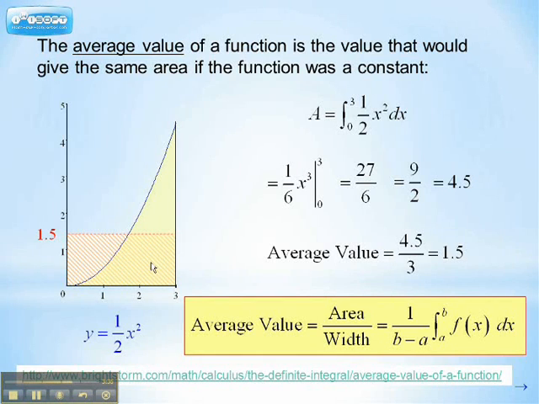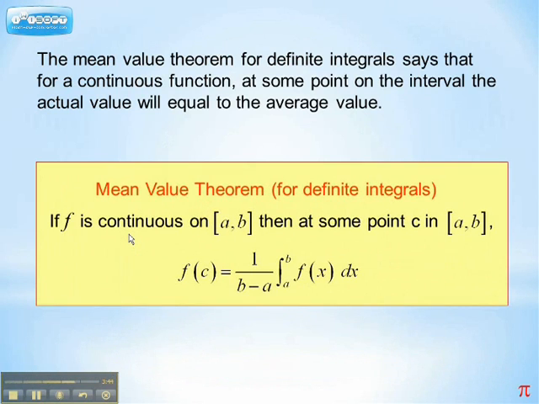If I find the average value, there has to be a place on my function where it equals that average value. Just make sure you remember that average value is still the area under the curve, but you're just making sure you multiply by 1 over b minus a or dividing by b minus a. Either way, it's the same thing.